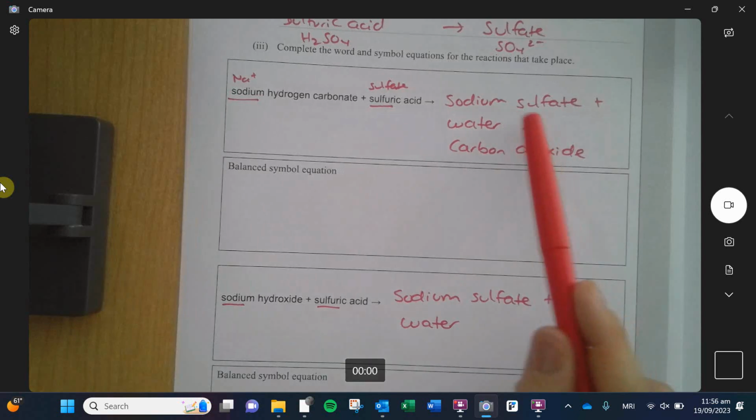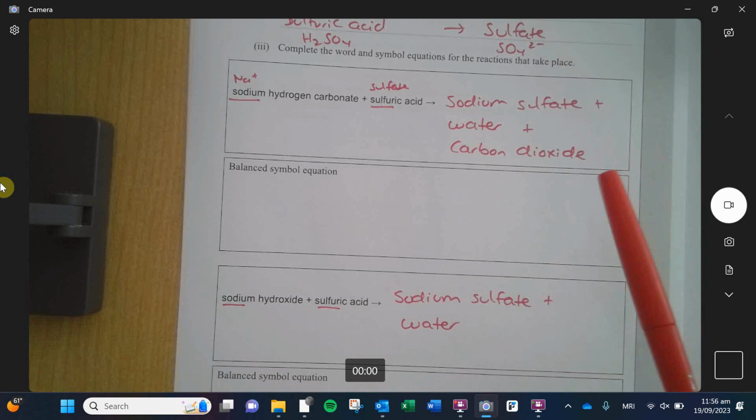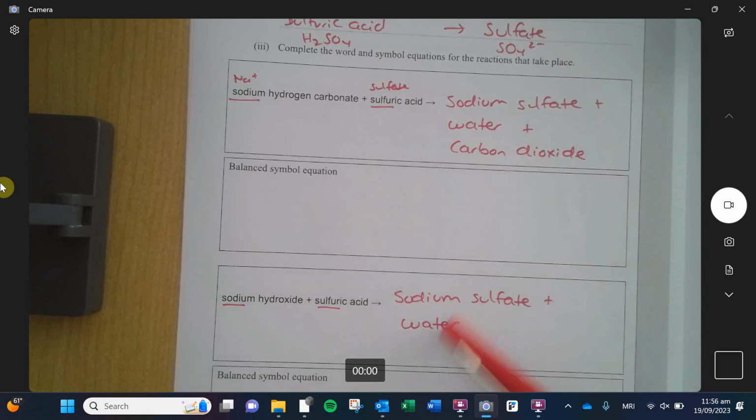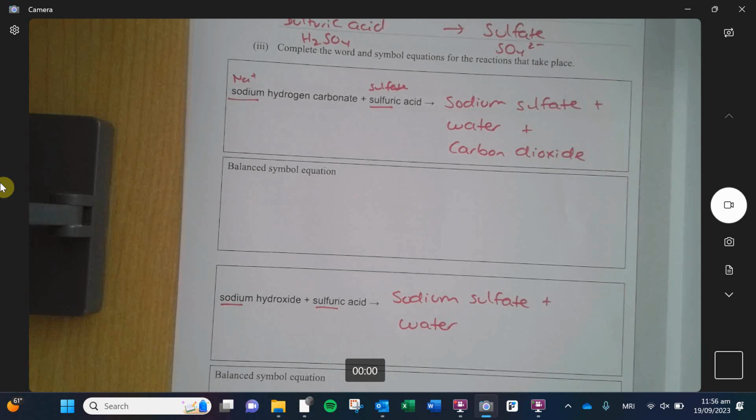It doesn't matter the order that you put these in. So you could put water first, carbon dioxide, and then sodium sulfate. You can do carbon dioxide, water, sodium sulfate. The order in which you write them doesn't matter. What does matter is that they're on the right side of the equation, on the after bit of the equation.